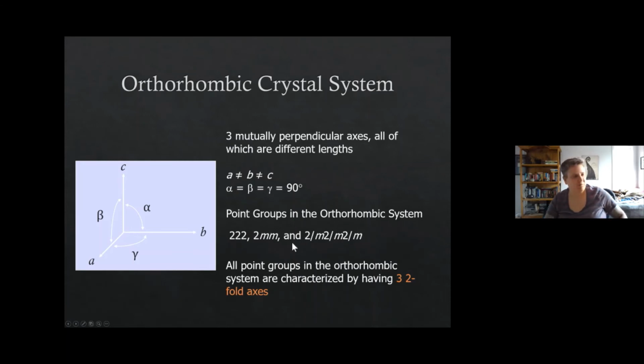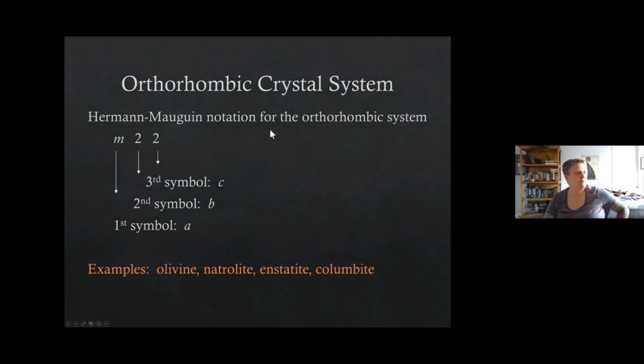There's only 3 point groups in it: 222, 2mm, and 2/m 2/m 2/m. This is the polyhedral one. And all these point groups are characterized by having 3 two-fold axes. So in all these cases, we're going to have two-fold axes around A, B, and C. So in the Hermann-Mauguin notation, the first symbol is A, the second symbol is B, and the third symbol is C. And a two-fold and a mirror plane is essentially the same thing.